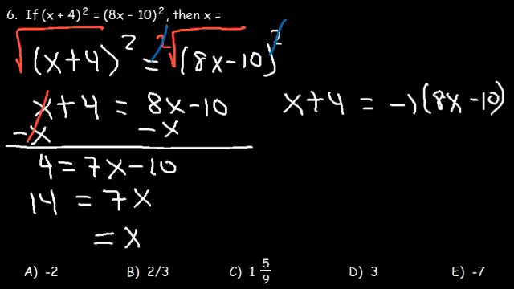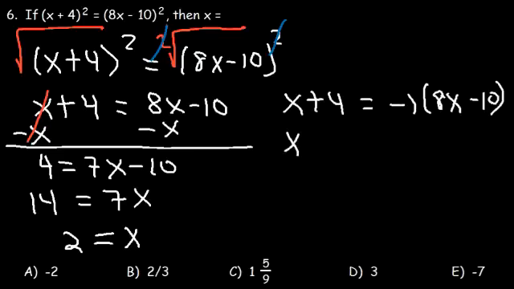So 14 divided by 7 is 2. So 2 is one possible answer, but notice that it's not one of the choices. So therefore, we can't really use 2 as an answer. So now let's work with the other equation on the right.